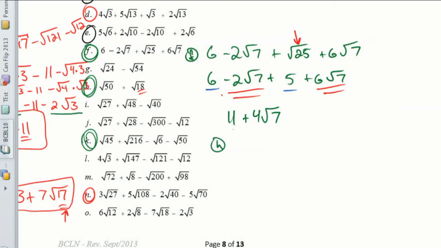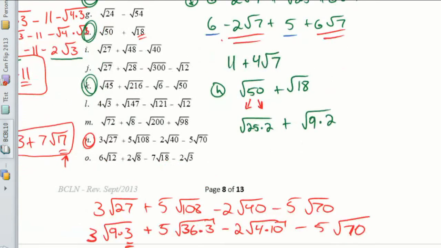Letter H, root 50 plus root 18. Perfect squares that go into this guy. This is kind of what we were talking about the other day. The largest perfect square that goes into 50 is going to be 25 and 2. So 25 times 2. And then 18 is going to be 9 times 2.